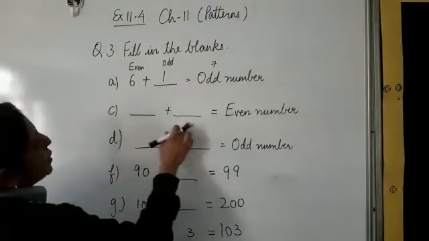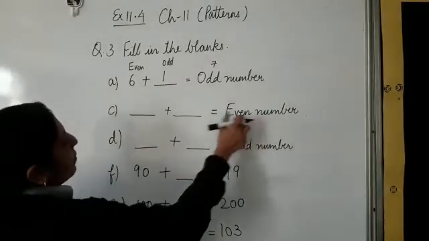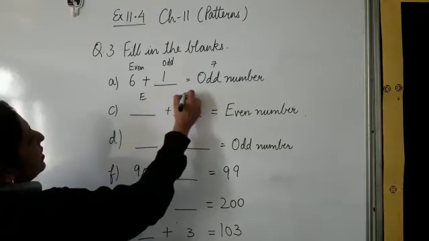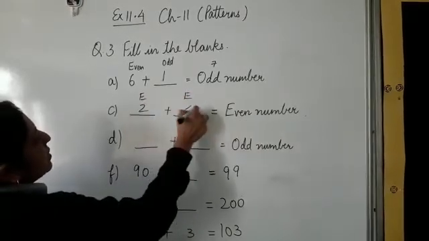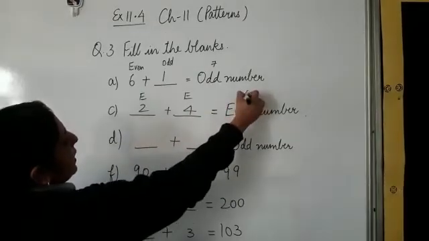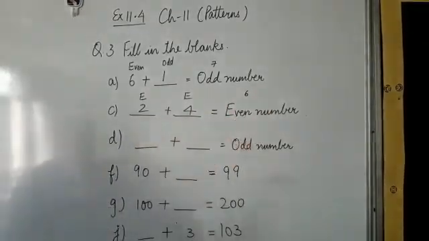Now what plus what equals an even number? Even plus even equals an even number. So you can write 2 plus 4. It will be 6, which is again an even number. This way you are supposed to fill in all the blanks in the book.